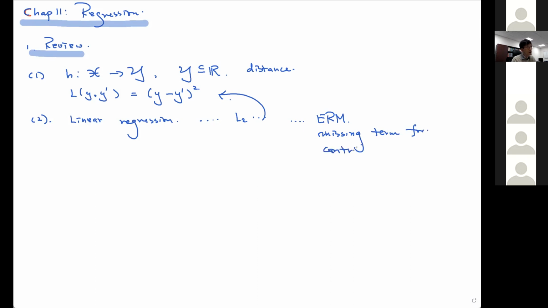We need a term for controlling the complexity of the hypothesis. And we care about this because the learning theory that we studied so far tells us, in order to have a good generalization, we need a way to control the complexity of the hypothesis. So one approach that attempts to control the complexity of a hypothesis is ridge regression.